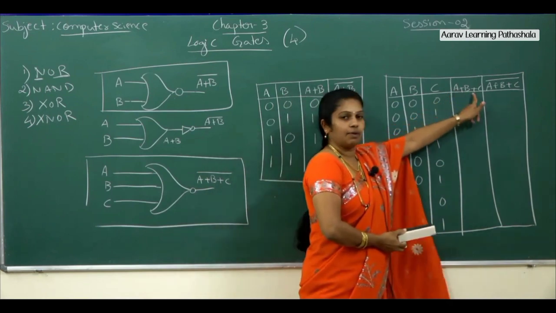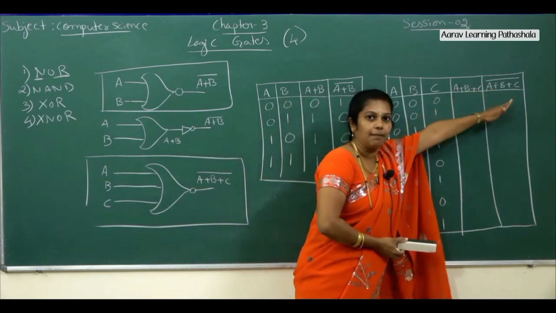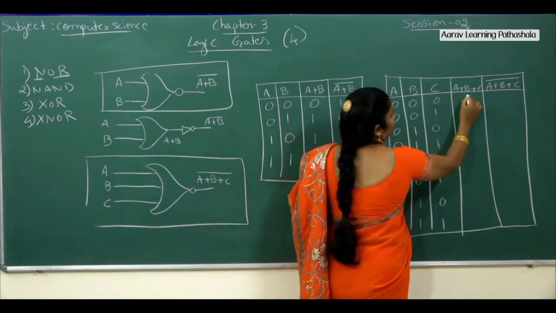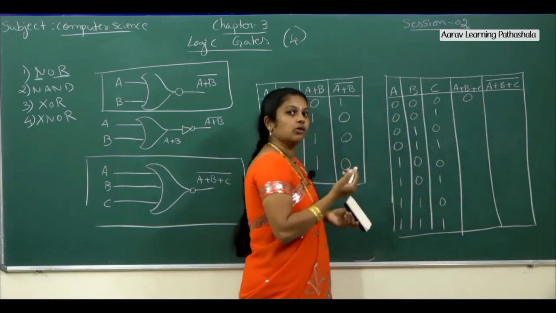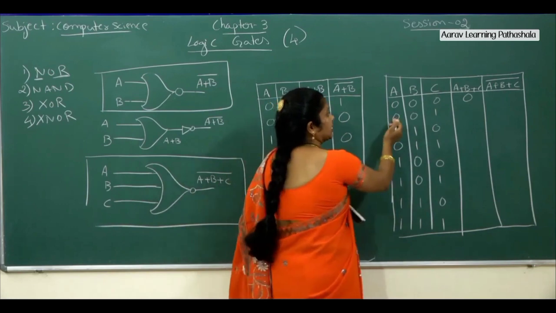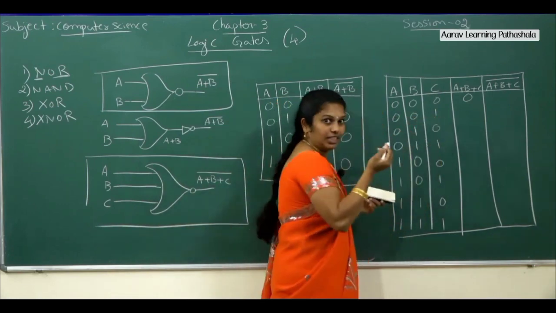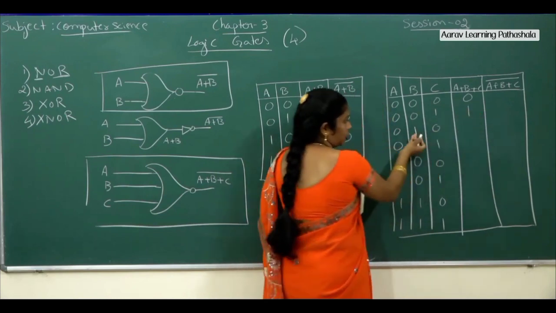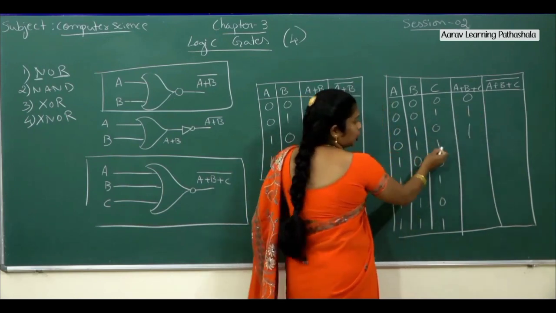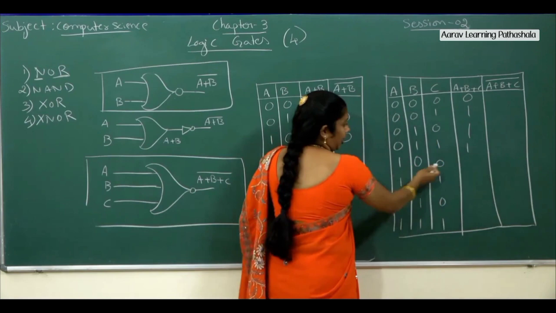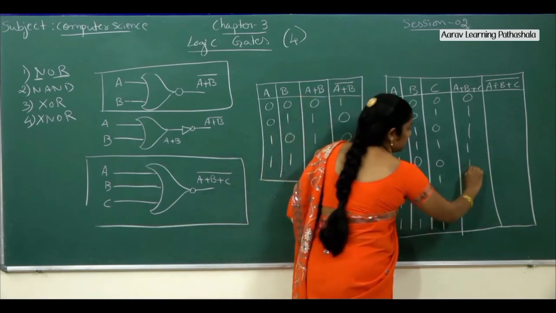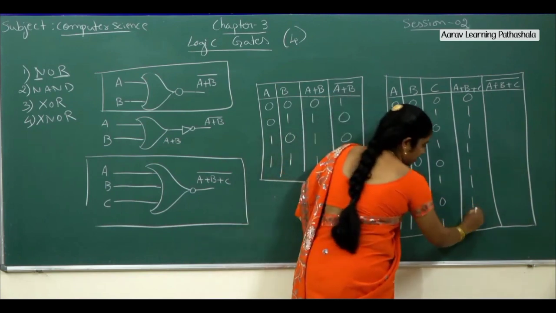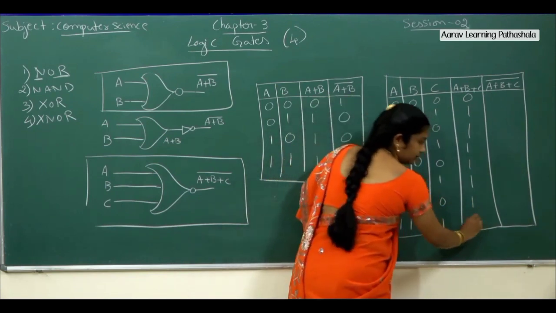Now find out A plus B plus C. Then you can easily find out the A plus B plus C whole part. 0 plus 0 plus 0, the output becomes 0 because all the inputs are 0. Then next 0 plus 0 plus 1. If you have 1 at least one time, then the output becomes 1. Here also we have 1, so the output is 1. Here also 1 time we have, so the output is 1. Here also, because 2 times we have 1. All the inputs are 1, so 1.